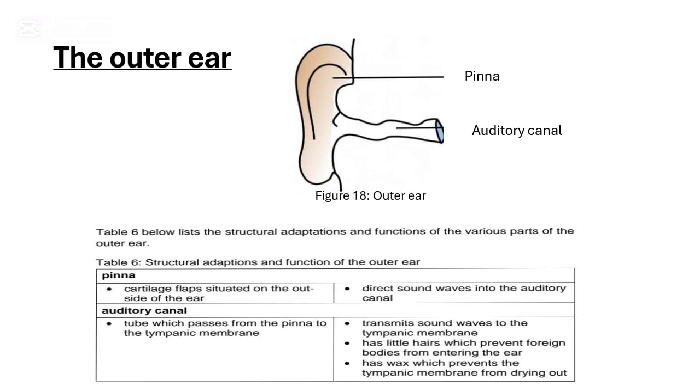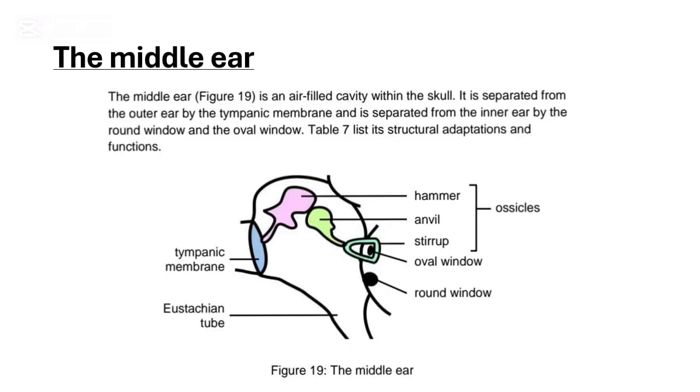It transmits sound waves to the tympanic membrane. It has little hairs which prevent foreign bodies from entering the ear, and it has wax which prevents the tympanic membrane from drying out. The middle ear. The middle ear is an air-filled cavity within the skull. It is separated from the outer ear by the tympanic membrane and is separated from the inner ear by the round window and oval window.